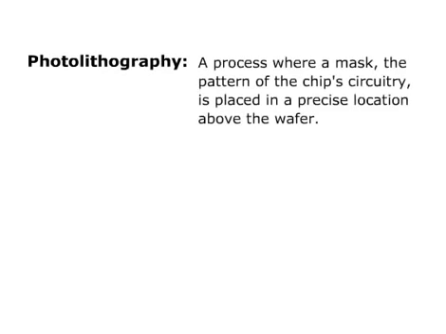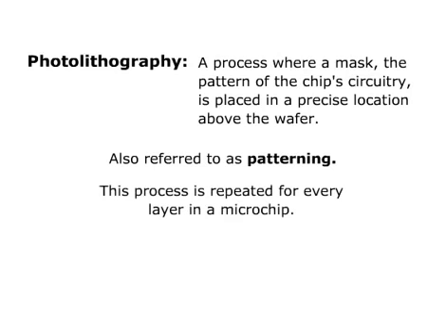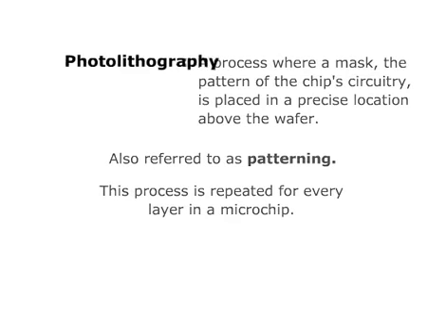The next process is photolithography, a process where a mask with the pattern of one layer of a microchip circuitry is positioned in a precise location above the wafer. This process, also referred to as patterning, is repeated many times during the entire microchip making process.